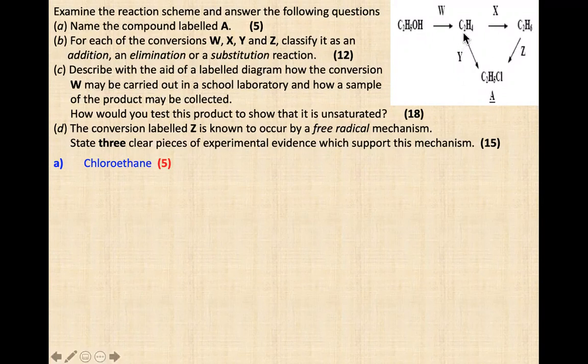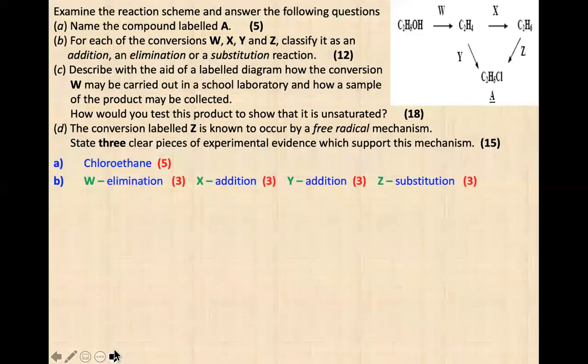Y, I'm going from ethene to chloroethane. That's adding in HCl. That's another addition reaction. And Z, I'm going from ethane to chloroethane. So I'm putting in a chlorine. That is a substitution reaction. I'm switching one of the hydrogens for a chlorine. So let's just check those out. W, elimination, you get 3 marks for that. X, addition, you get 3 marks for that. Y, addition, 3 marks. And Z, substitution, 3 marks.